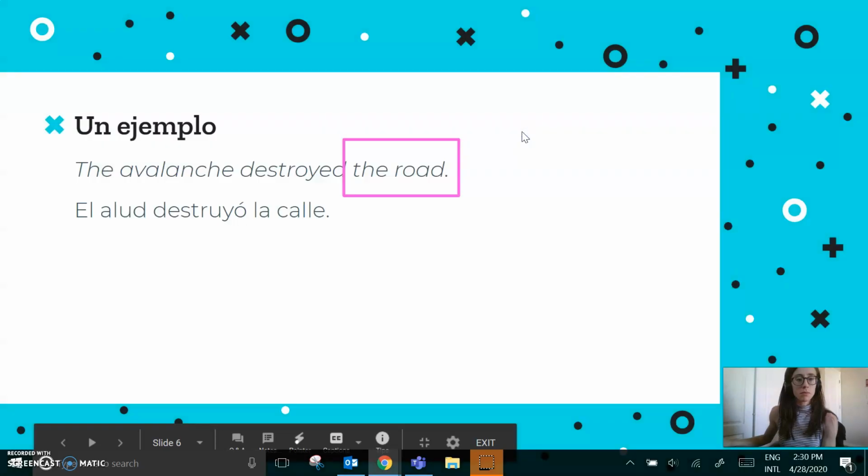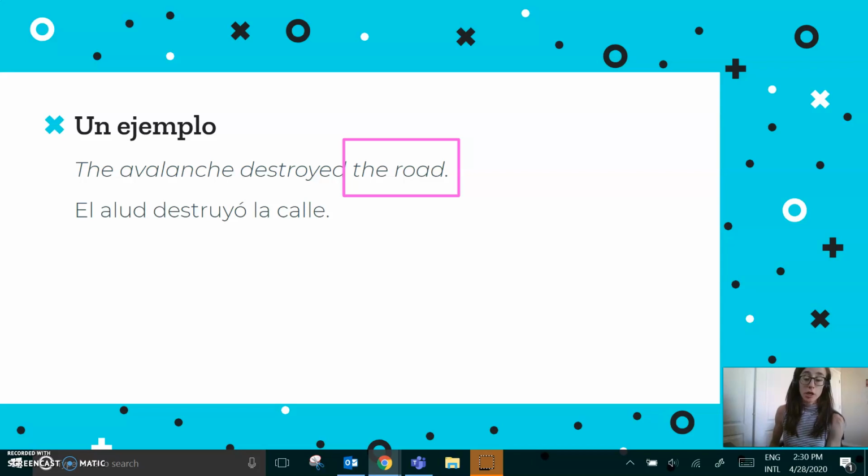So basically, a direct object is the part of the sentence that receives the action of the verb. Okay? So if we look at this sentence in English, we'll start there so we make sure we understand the concept before doing it in another language. The avalanche destroyed the road. The verb here is destroyed. The avalanche is doing the destroying. Okay, it's doing the action. In this case, we're talking about a past tense action in preterite because it's a one-time event.